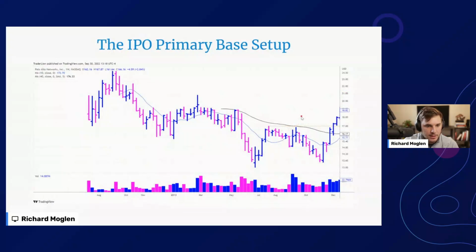So with that said, let's cover a little bit more in depth that IPO primary base setup, because I think it's a great thing for investors to learn. Just checking the time here. It looks like I'm pretty good.